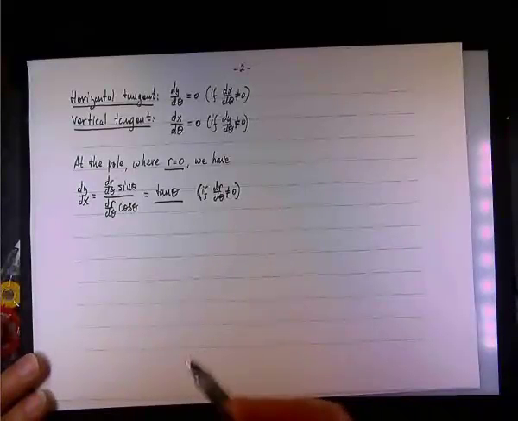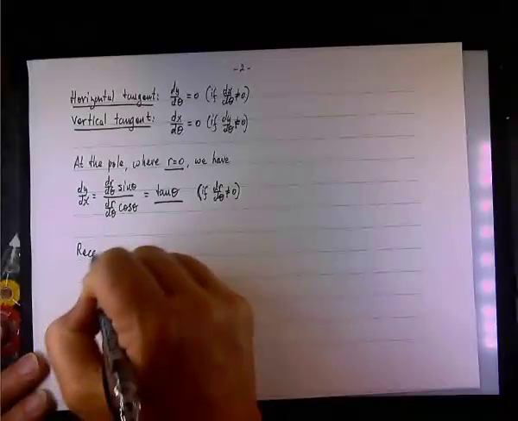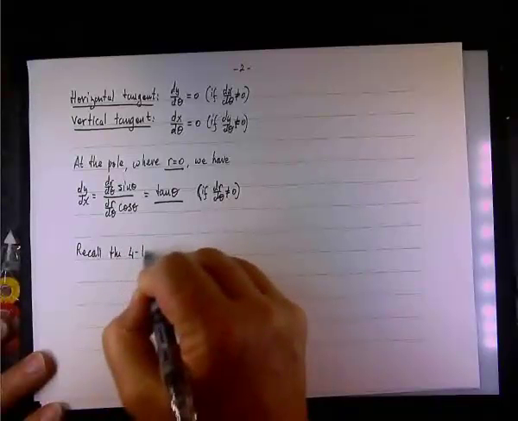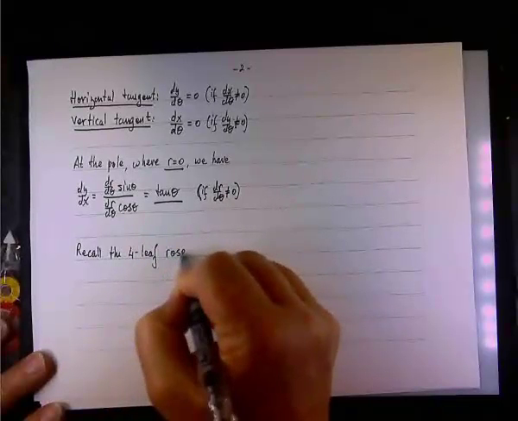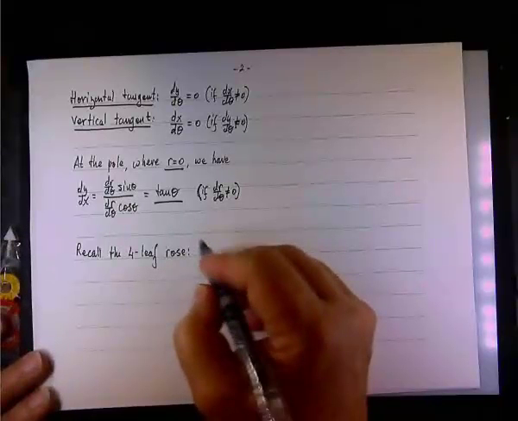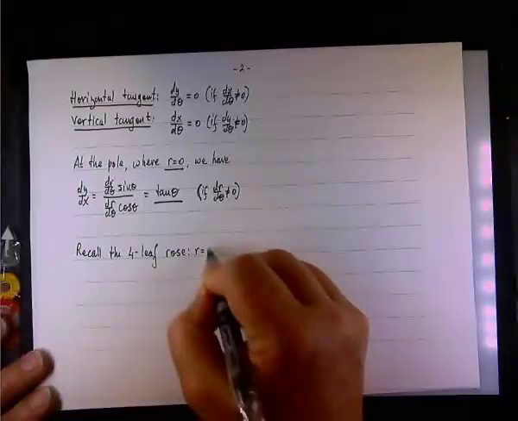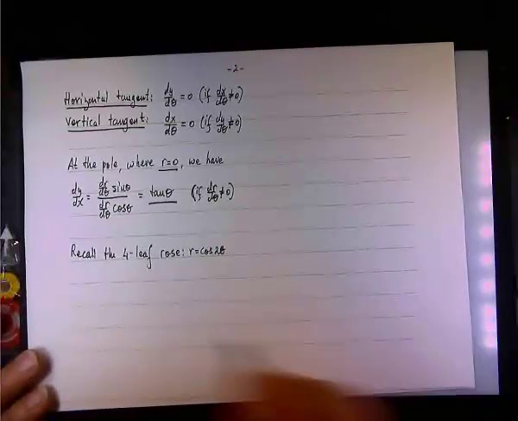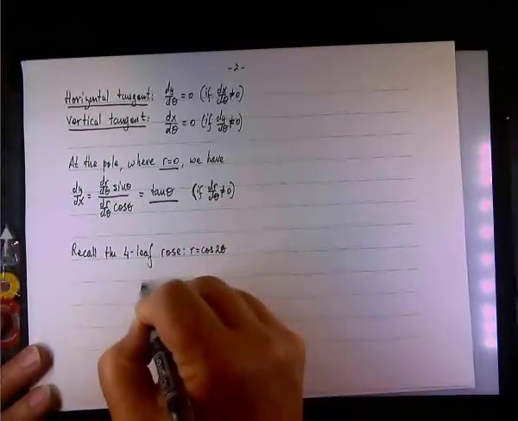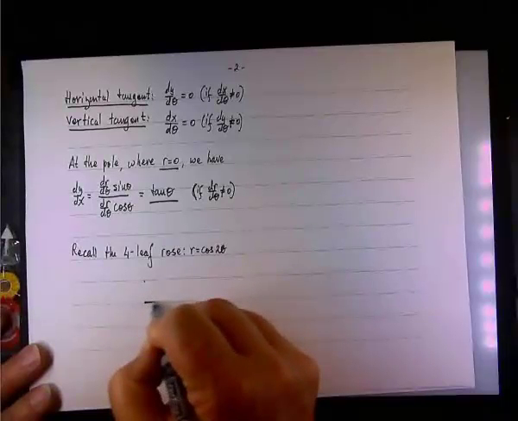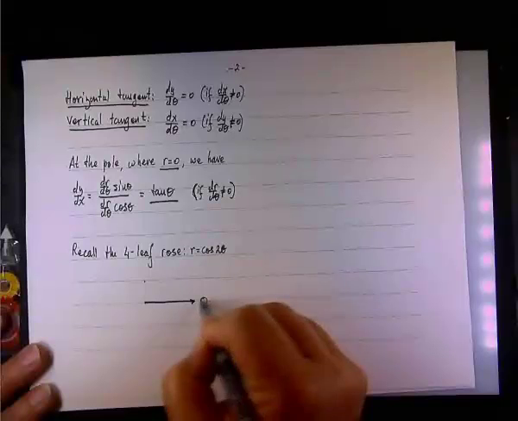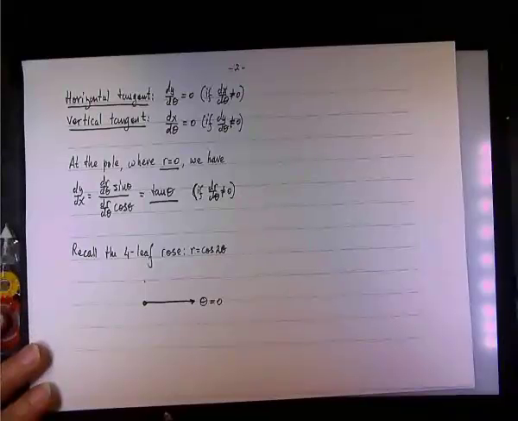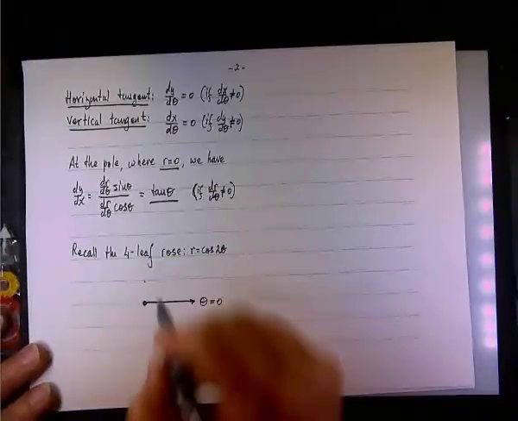Let's look at, I'm talking about r equals 0. Let's recall the four leaf rose. We did it last time. The four leaf rose was r equals cosine of 2 theta, and it looks like that. The four leaf rose, we started at the polar axis. This is the pole. This is the polar axis where theta equals 0.